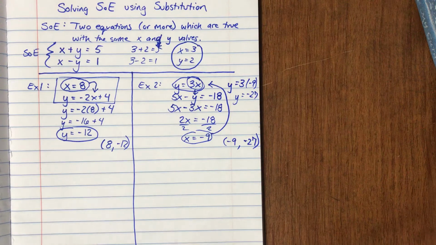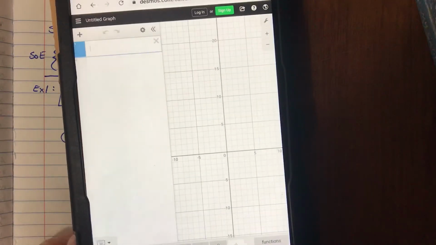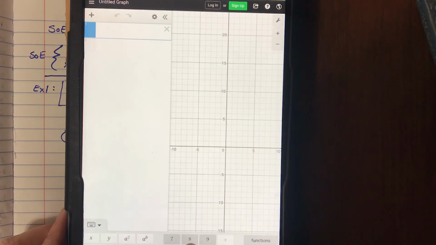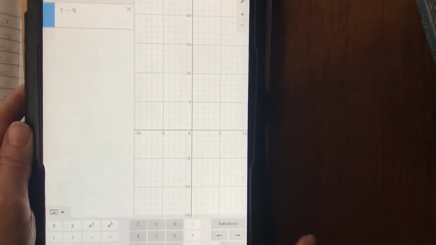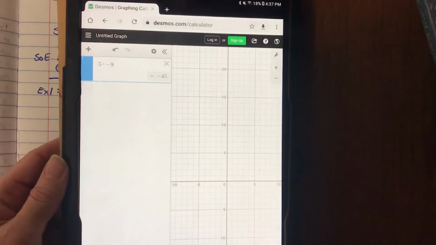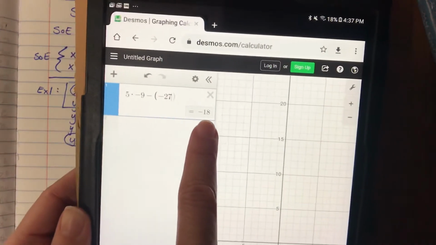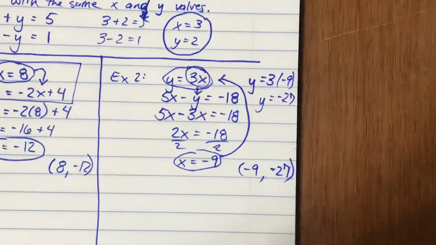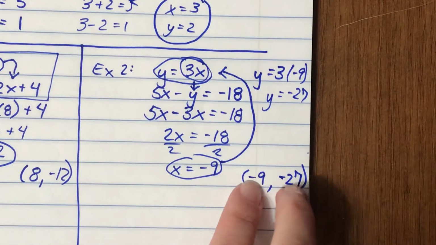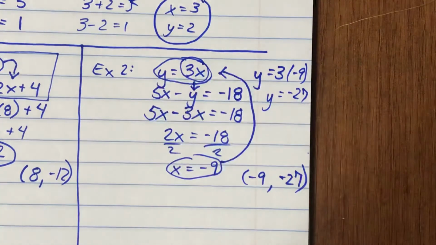All right, let me show you how to check this one on Desmos. Here we go. This will make it much easier. All right, so our second equation was 5 times the x value, which we found to be -9. It's way easier typing it on Desmos. 5 times -9 minus, and then we had -27. And the answer does come out to be -18. So it takes 2 seconds if you have Desmos up to just plug these numbers back in and make sure that these x and y values work for both of your original equations.